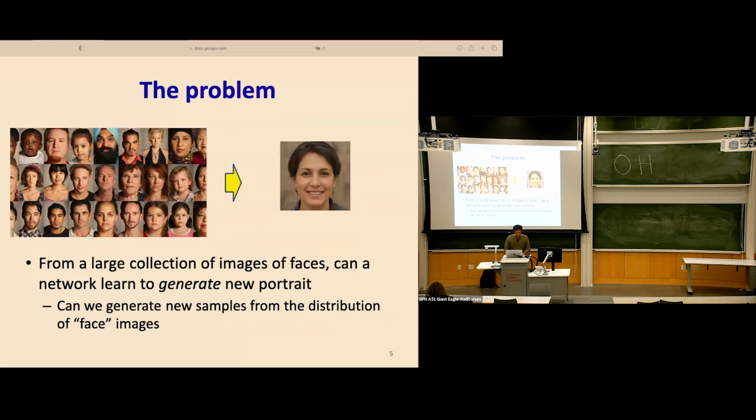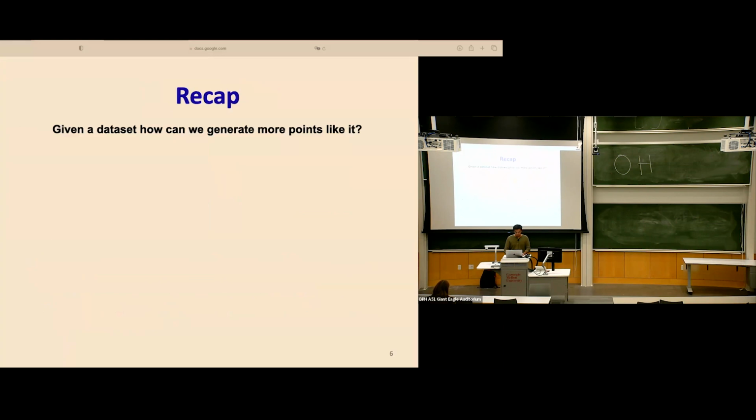So let's recap the problem as well. The problem was that from a large collection of images of faces, can we have a network that can learn to generate a new portrait? Can we generate new samples from the distribution of face images? To rephrase it, given a data set, how can we generate more points like it? And we've seen a couple of approaches to this question.